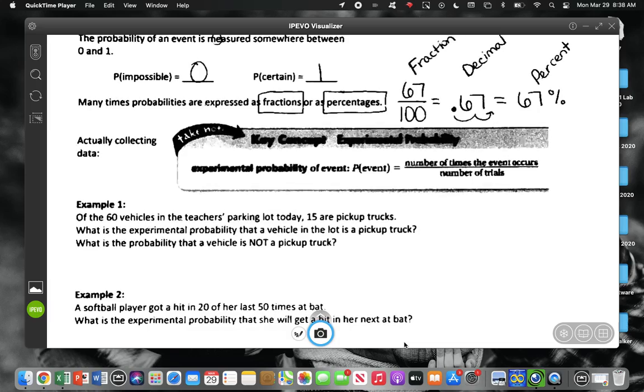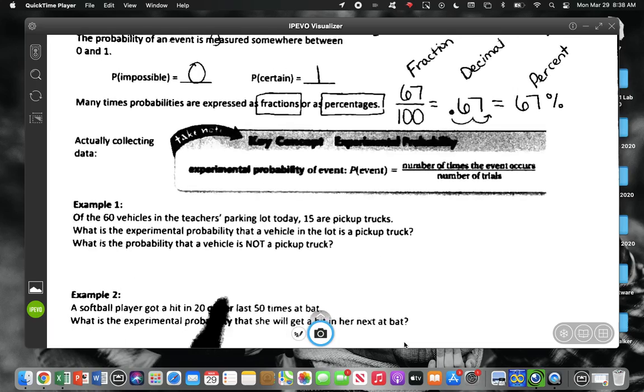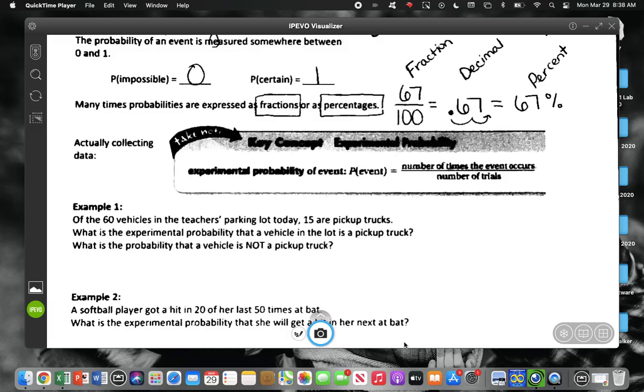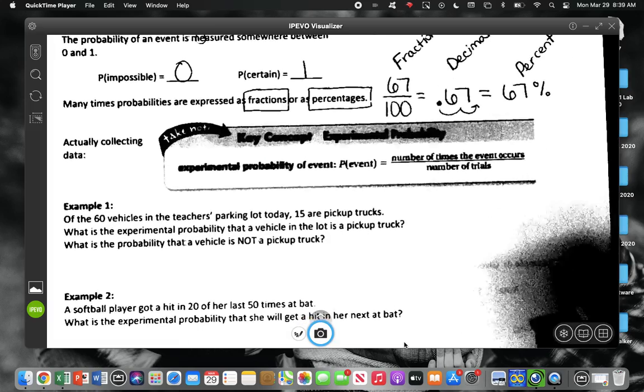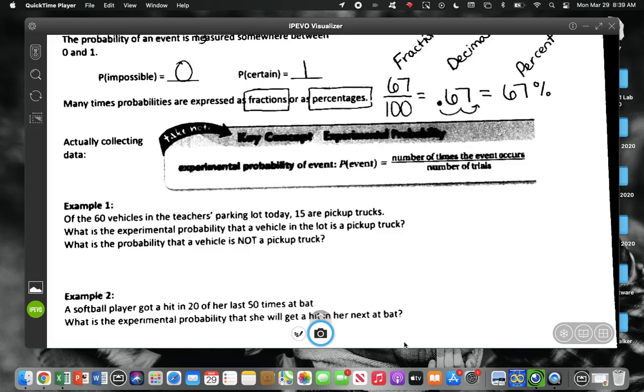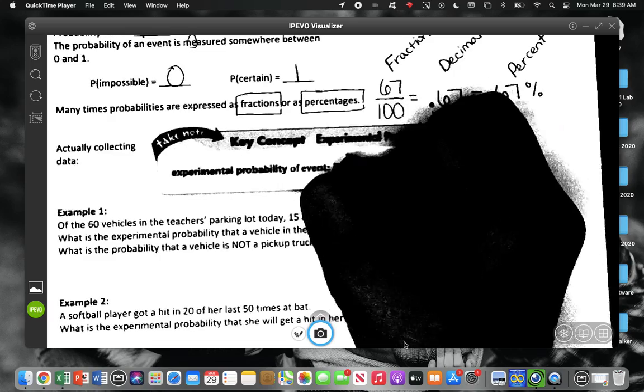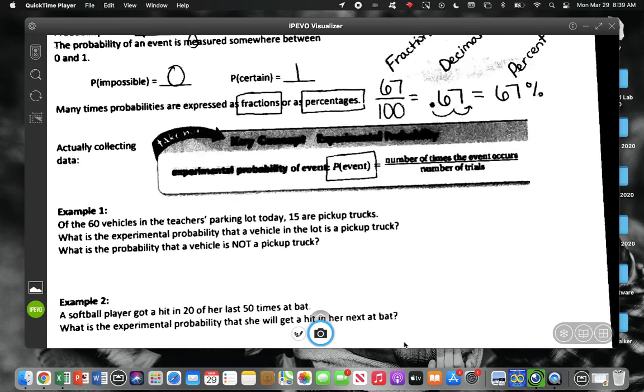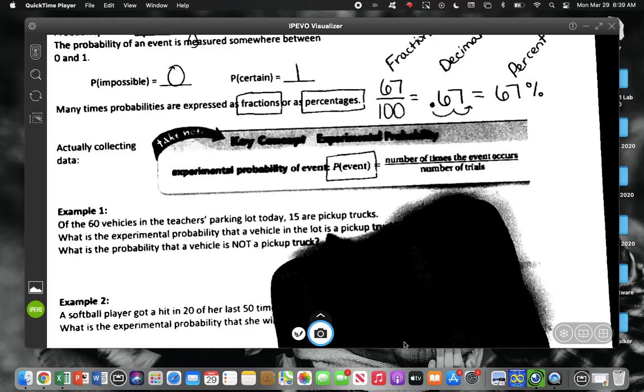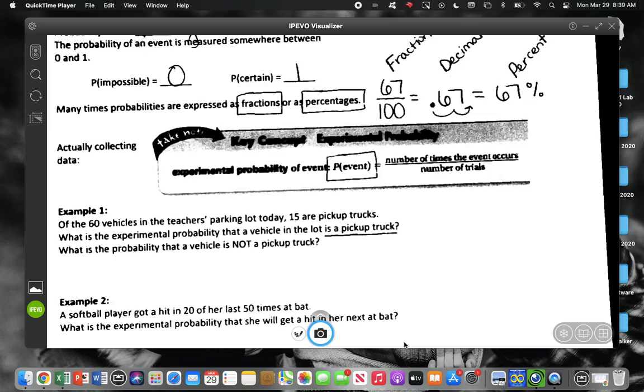So if, let's just say this was our parking lot. It's realistically probably not. But if we wanted to go through and say, what is the experimental probability that we're going to go out in the parking lot and the vehicle will be a pickup truck? The first thing we are going to ask is the probability that it is a pickup truck. So we need to talk about notation first. Do you see this right here on your paper where it says P and then in parentheses it's the event? In this case, we're trying to figure out the probability that it is a pickup truck.